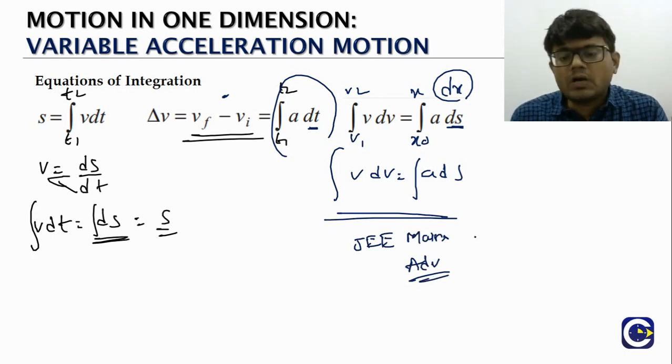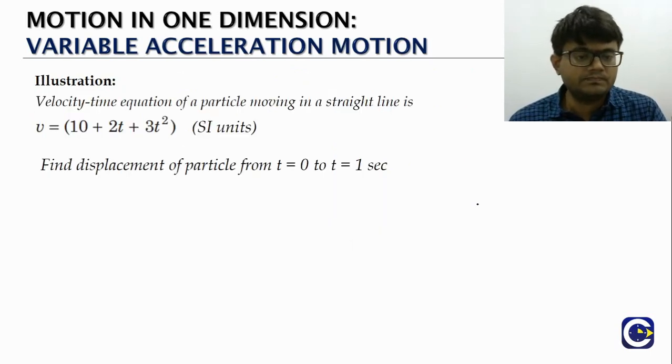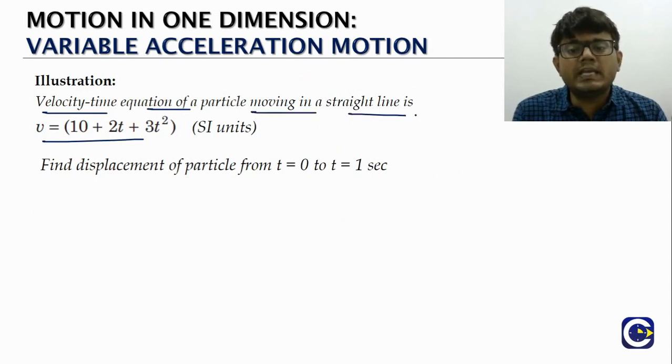Okay, so now we'll go through some sample questions to see how these results will actually be used. Let us begin with this question. Velocity time equation. They are giving us the velocity function of a particle moving in a straight line. What is the function for the velocity? 10 plus 2t plus 3t square.